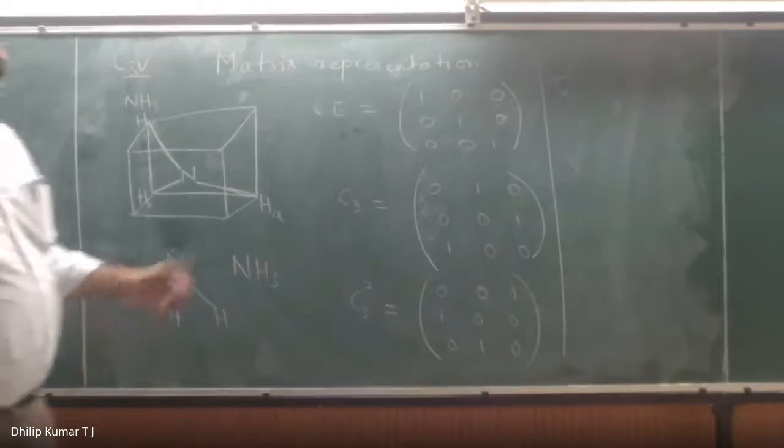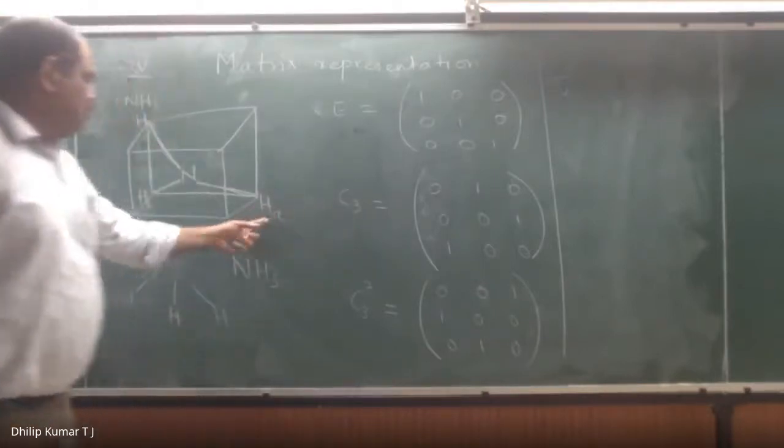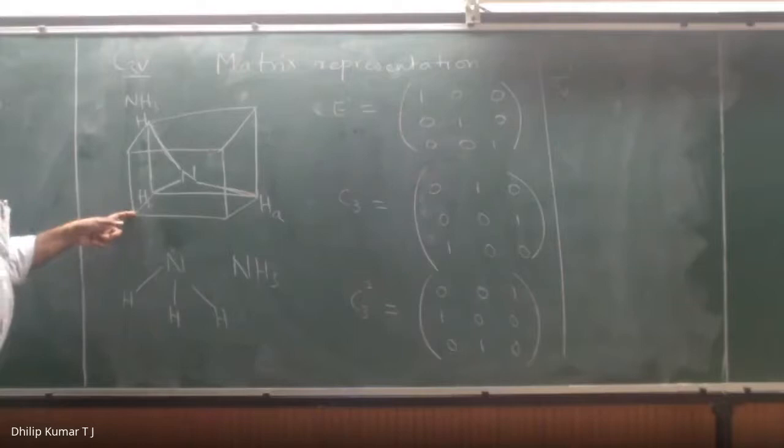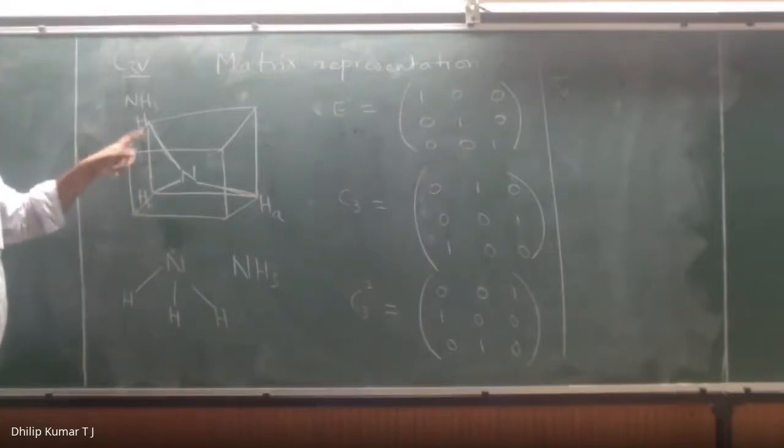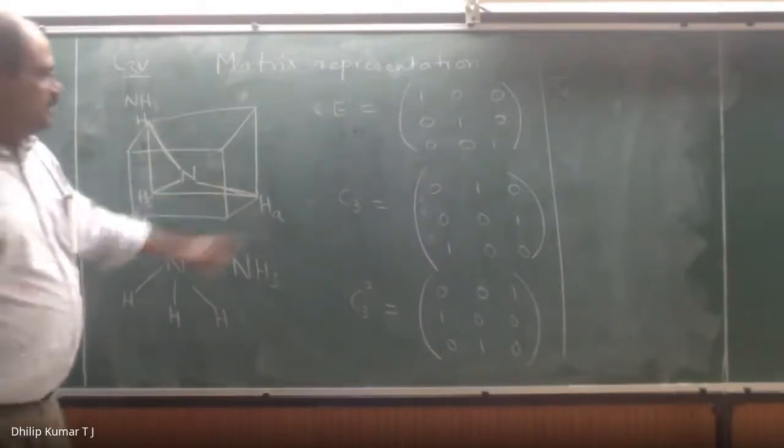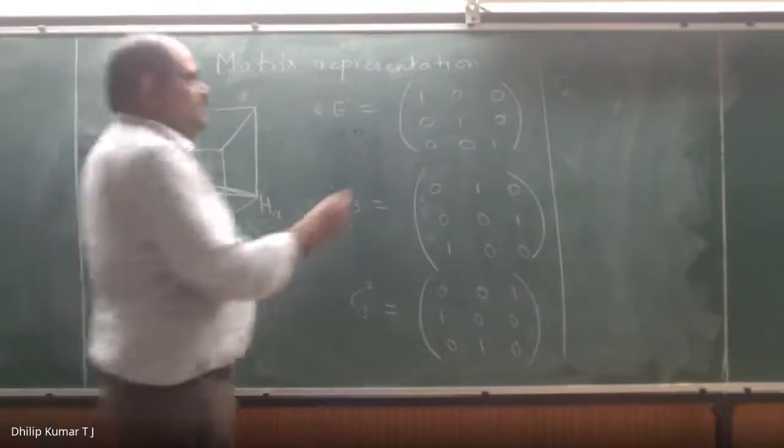When you rotate C3, the HA atom goes to the HB position, and HB will go to the HC position. HC will come to the HA position. So there is a 120-degree rotation, right? So this is what we are considering.